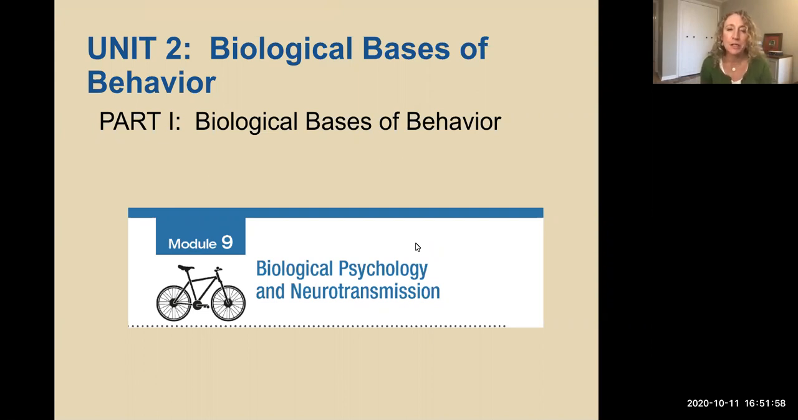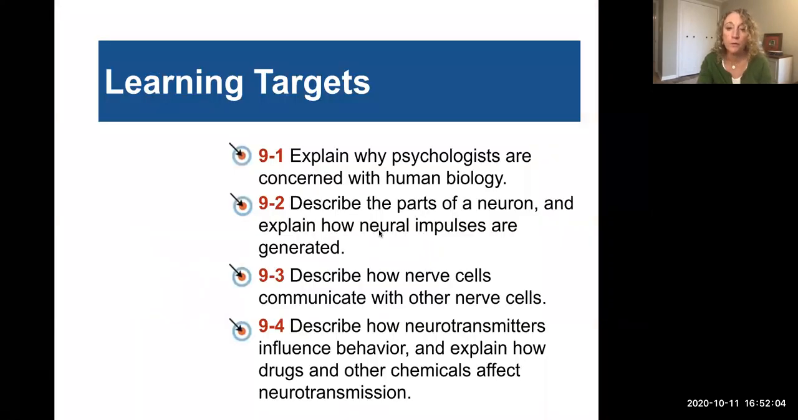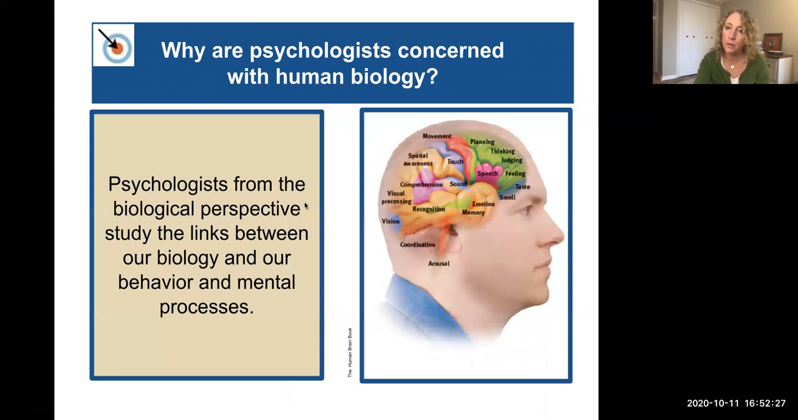This is Unit 2, Biological Basis of Behavior. There are several learning targets, but the main thing I want you to know is that we're going to be talking about the neuron, the parts and functions of the neuron. We're going to talk about neurotransmitters, which are the chemicals in the neuron, and how they communicate with other neurons, which helps with our overall behavior and mental processes. It is following the biological perspective.